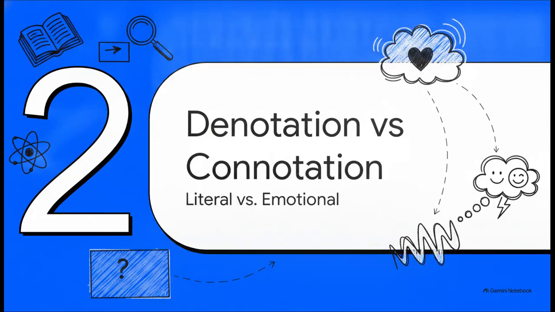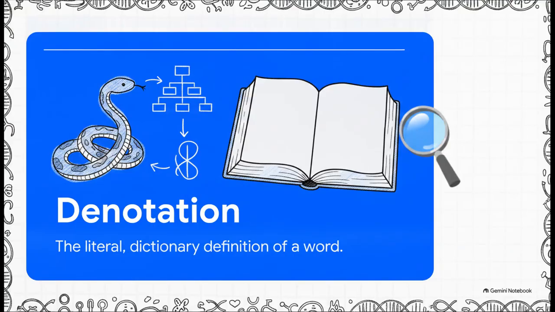Moving to Section 2, denotation versus connotation. This is all about literal versus emotional meaning. So, to decode these hidden meanings, we really have to look at the two layers that every single word has, right? Starting with the plain old facts. Denotation is simply the baseline, factual, dictionary definition of a word. It is exactly what you would find if you just opened up a dictionary.